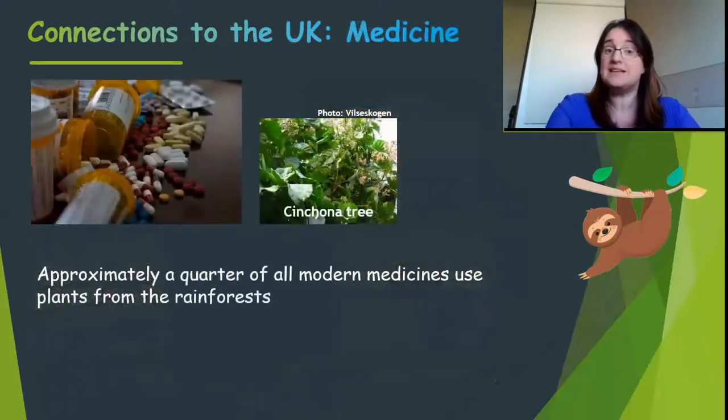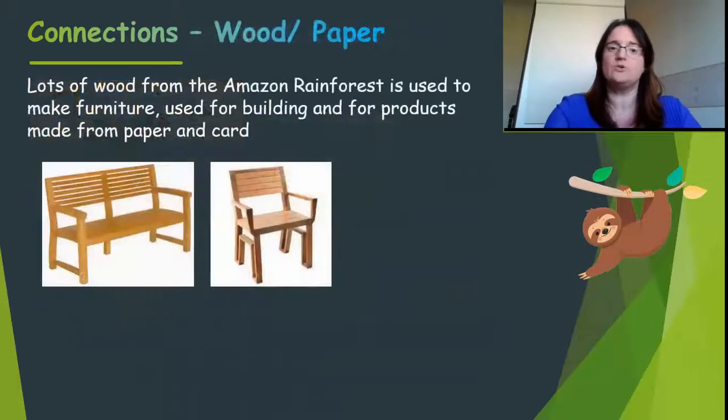Secondly, we are connected by medicines. About a quarter of all modern medicines use plants from the rainforests, especially medicines that treat cancers. So some of the sickest people in our country are being treated with medicines that have originated from plants in the rainforest. And there are still loads and loads of plants that scientists have yet to really study. So we could find out that there are a lot more medicines that could come from the rainforest in the future. We are also connected by the raw product of wood.